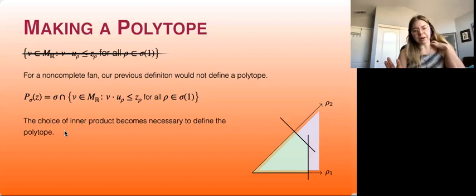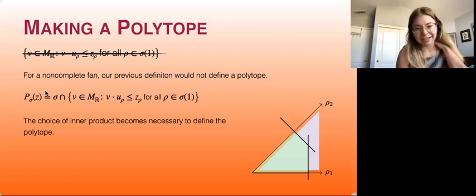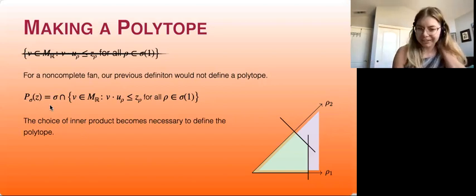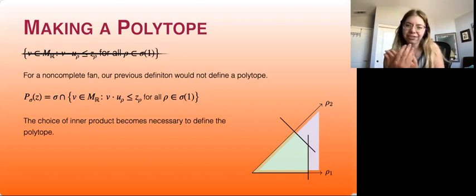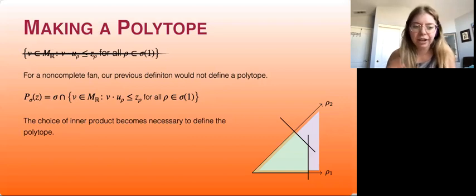Now the choice of inner product becomes non-trivial. These half spaces live in the dual space. The cone itself lives in the vector space. If I want to talk about intersecting them, I have to choose the inner product to have an isomorphism there.